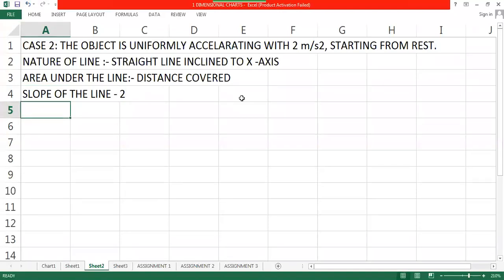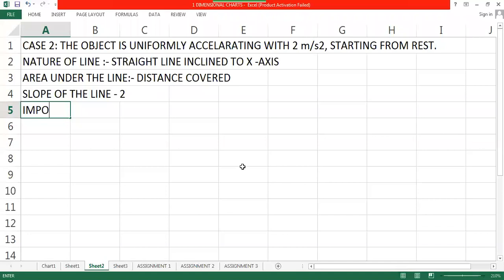Do you find any resemblance? Can you find some relation between the slope of the line and the magnitude of acceleration? Beta, do you find any relation between the slope of the line and the acceleration? Yes, very good, Avni. The slope of the line is equal to acceleration. Very good, Tanushri. They are the same.